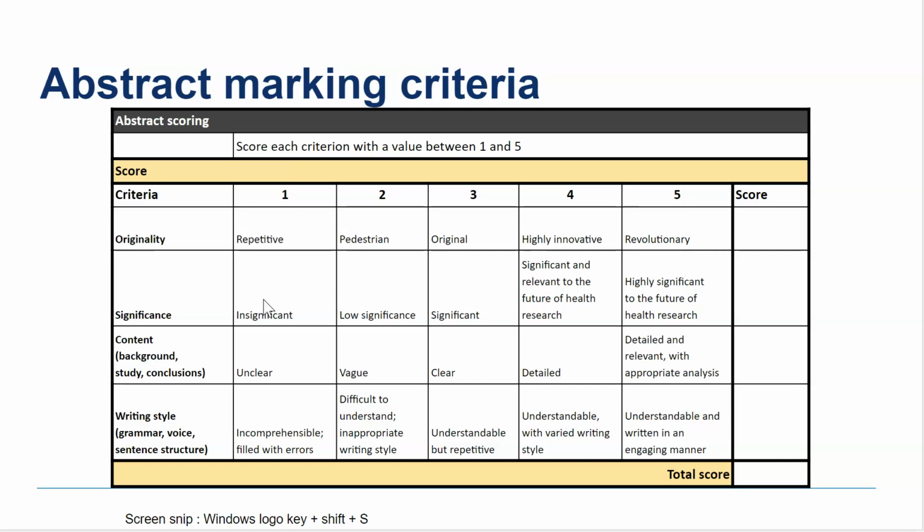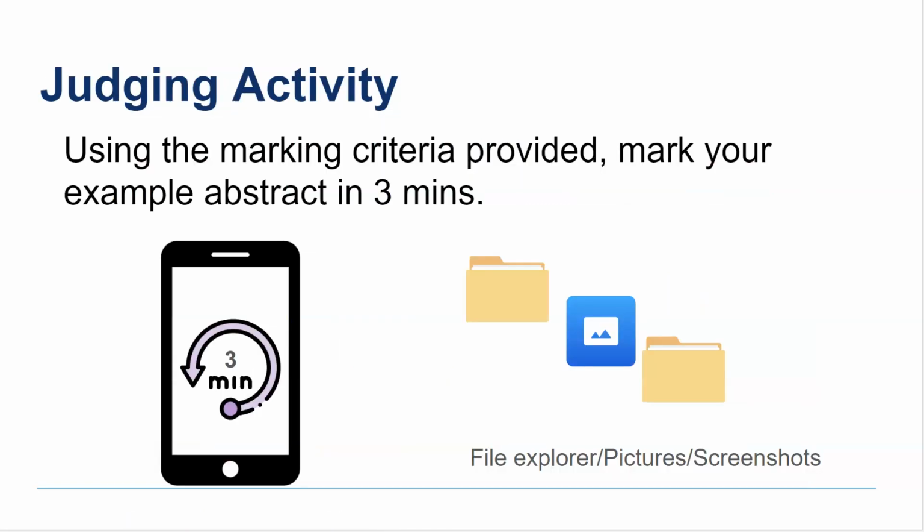Now, for the next activity. Take a screen snip of this rubric of marking criteria. The keyboard shortcut for screen snip on Windows is Windows logo key plus Shift plus S all at the same time. The next activity is you get to judge 2 different abstracts. You get 3 minutes for each abstract. The typical amount of time an abstract judge would have to read and review. Actually, 3 minutes is quite generous.